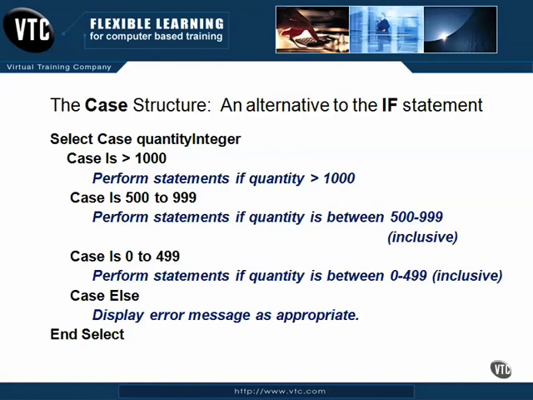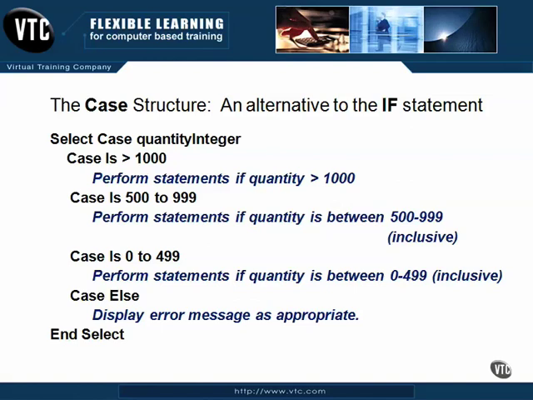Dropping to the third case, where it has written case is 0 to 499. Here you would perform whatever statements you want executed, if any, if the quantity is between 0 and 499. Again, this is including the number 0 and including the 499.